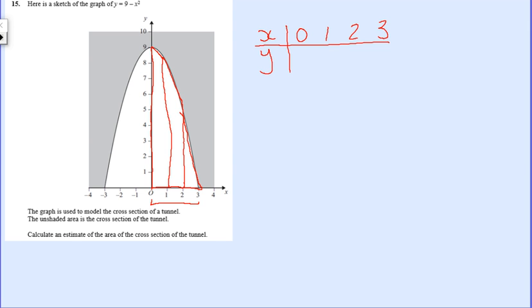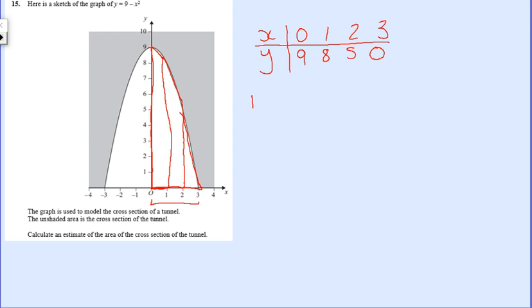So when x is 0, I've got 9 take away 0, which is 9. When x is 1, I'm doing 9 subtract 1, which is 8. When x is 2, I'm doing 9 subtract 4, which is 5. When I'm doing 3, I'm doing 9 subtract 9, which is 0. So they're my coordinates.